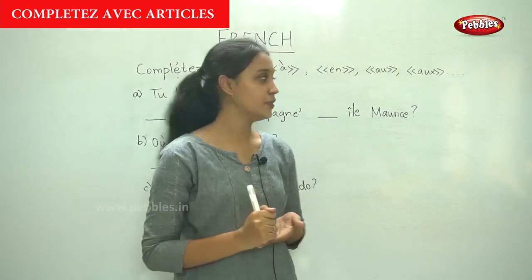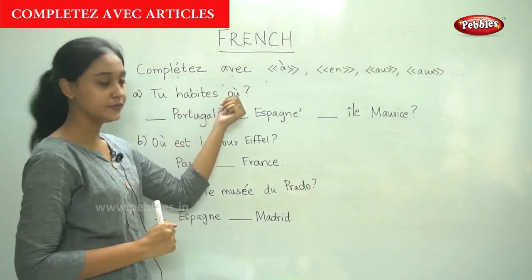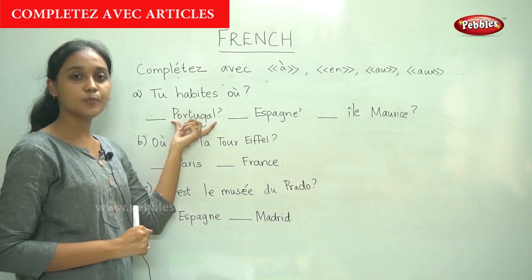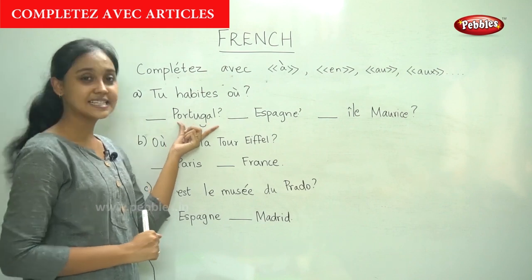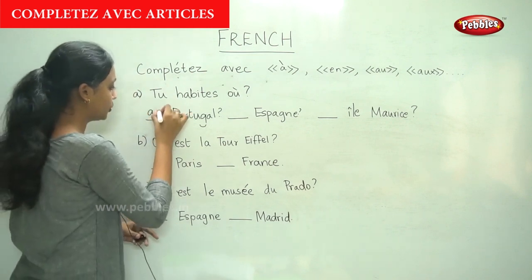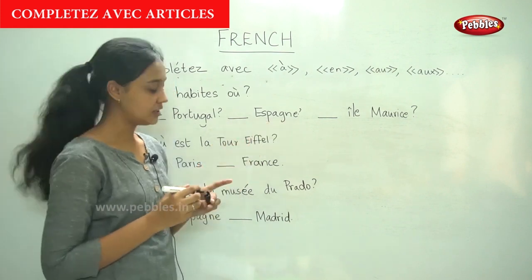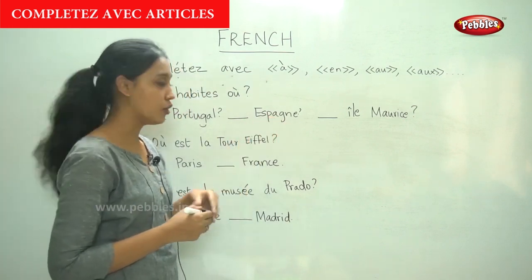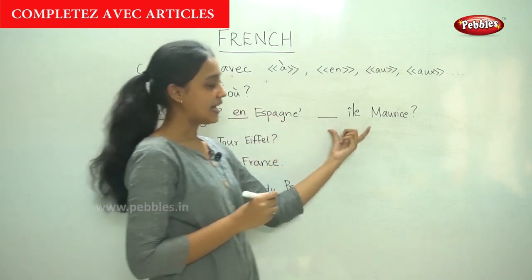So the first sentence: "Tu habites où?" Where do you live? Dash, Portugal. Now the word here is Portugal. We see that it is the name of a country and it is in the masculine form. So we write "au Portugal." The next word is Espagne. It is the name of a country, but it is in the feminine form. So "en Espagne."